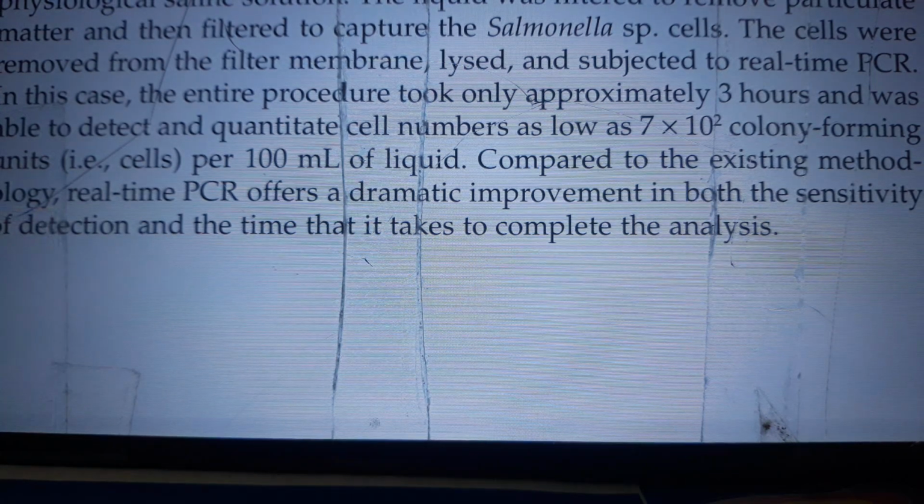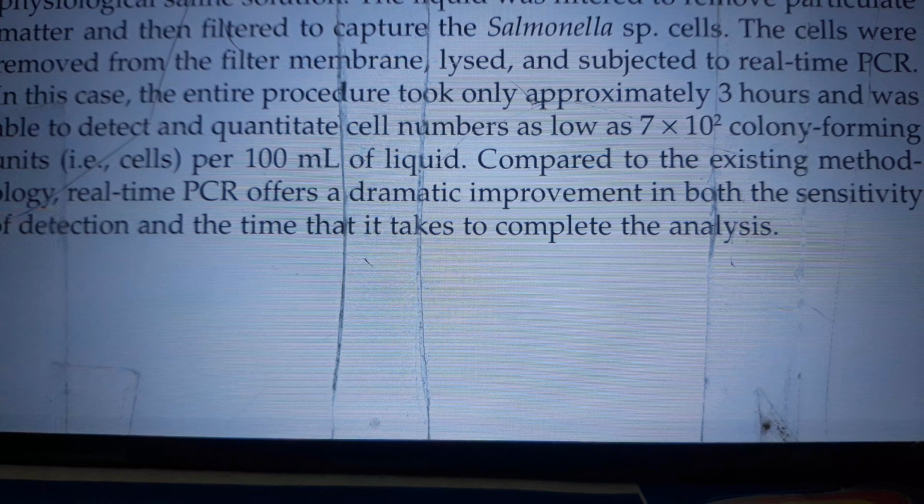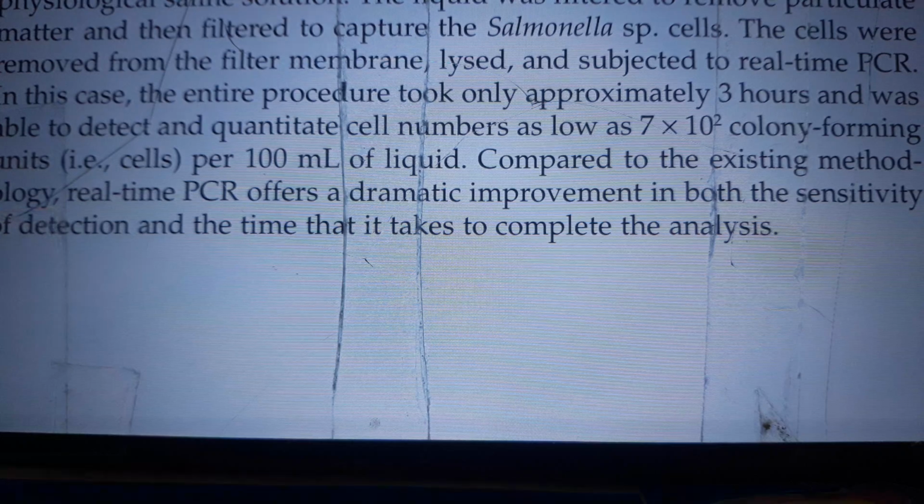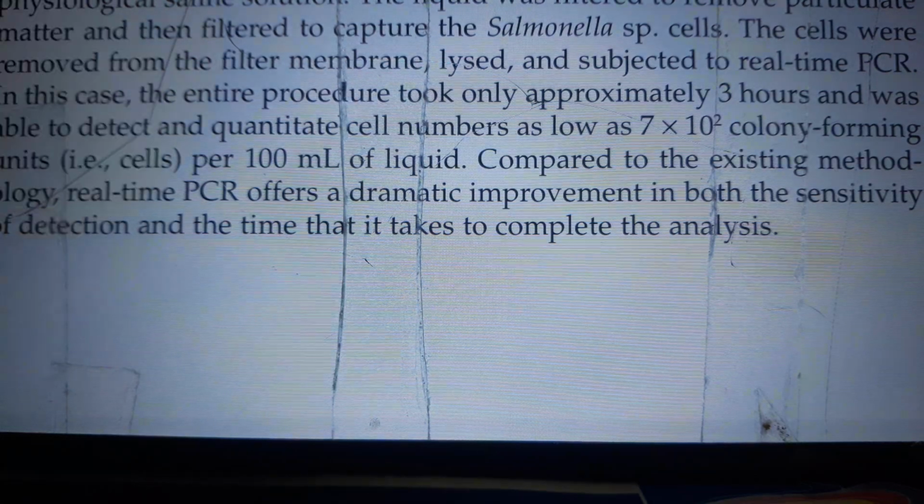In this case, the entire procedure took only approximately 3 hours and was able to detect and quantitate cell numbers as low as 7 by 10 raised to 2 colony forming units, that is cells, per 100 ml of liquid. Compared to the existing methodology, real-time PCR offers a dramatic improvement in both the sensitivity of detection and the time that it takes to complete the analysis.